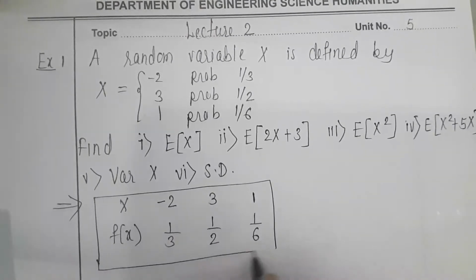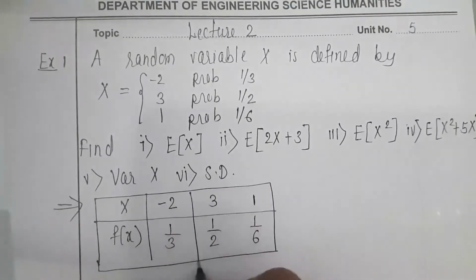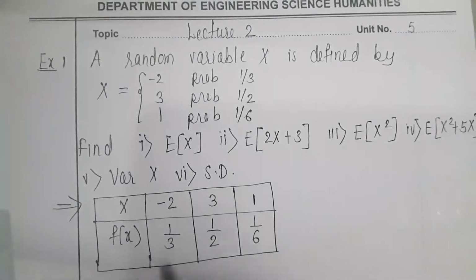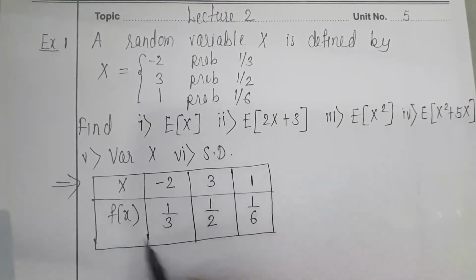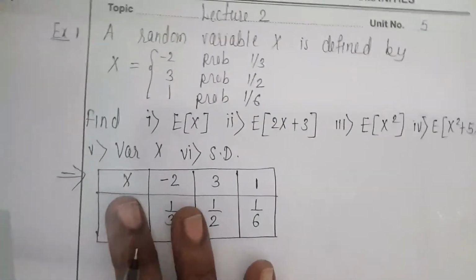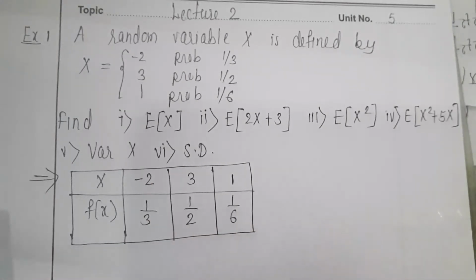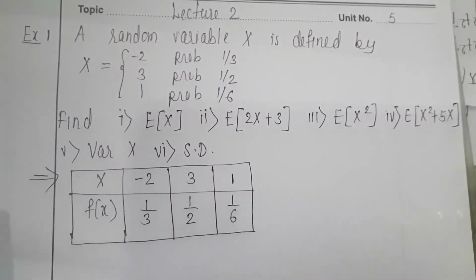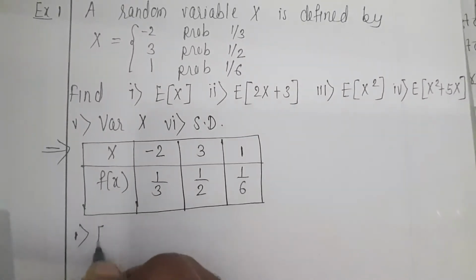Now tell me whether this problem is a continuous problem or a discrete problem. By the given part, it shows that points are given and the function is mentioned on those particular points. So this is a problem of the discrete case. Now if it is discrete, we use summation throughout this problem. So the first part we need to find out is expectation of x.